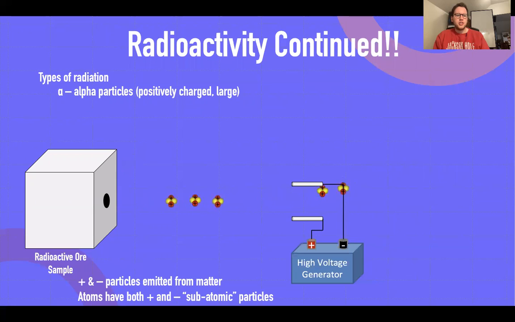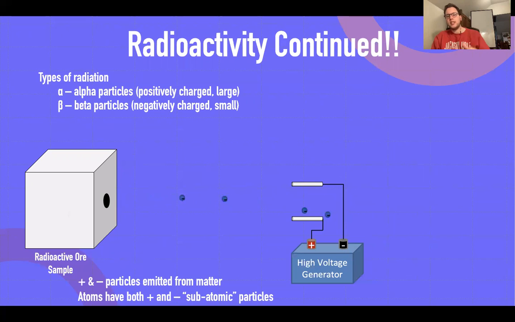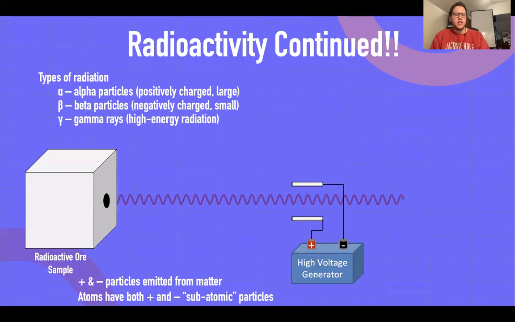So there was a radioactive ore sample, and she would shoot out particles. Alpha particles are positively charged and large. And so they would just, boom, go straight up towards that negative charge prong on the voltage generator. Beta particles are negatively charged and small. And so then they go down to the positive side. Gamma rays are high energy radiation. It's just straight radiation. As you see, it's in the form of a wave. It just goes straight through.